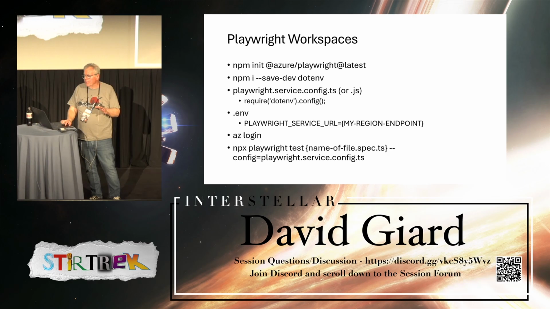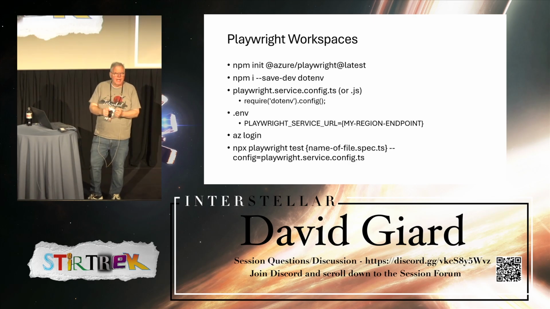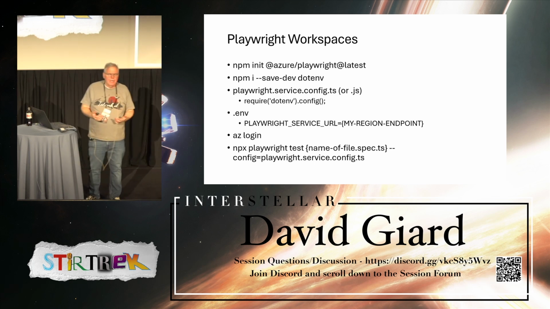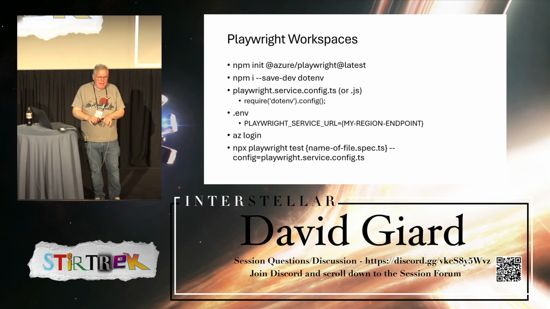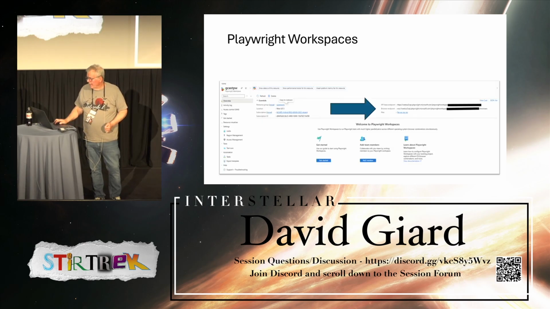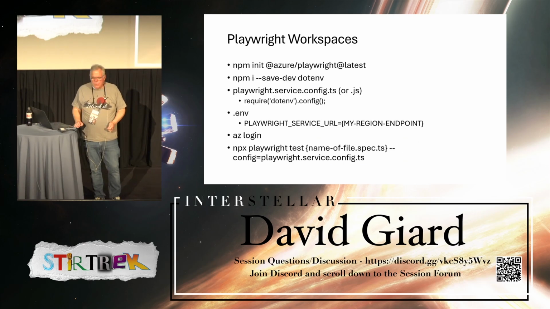Before we saw npm init Playwright at latest, we just say npm init Azure Playwright at latest. And that'll add a few extra files to configure how I want it to run. Where is the server? What are the credentials? Things like that. And when we do that, we probably don't want to be passing in the endpoint, we want to have somewhere to store that endpoint right there. And there's a couple ways to do that.